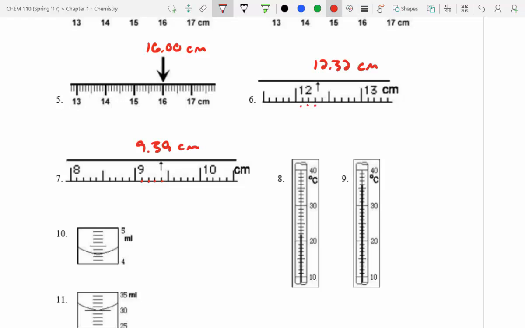If you put 9.40, that's close enough, right? So the most important thing is just having the correct number of digits.